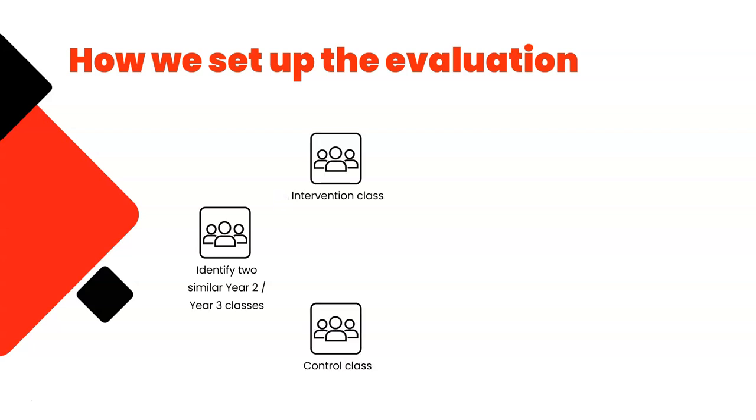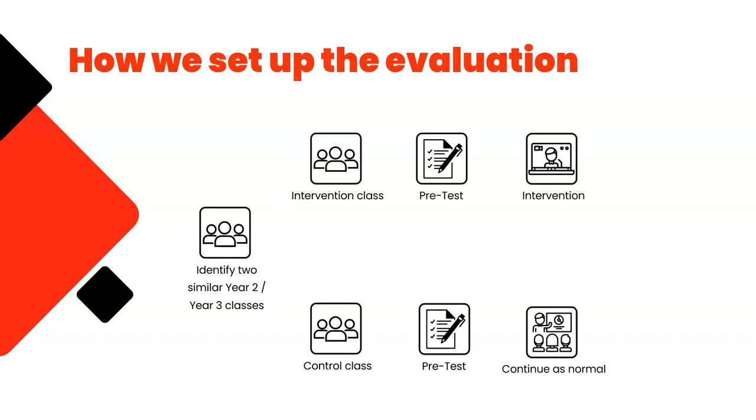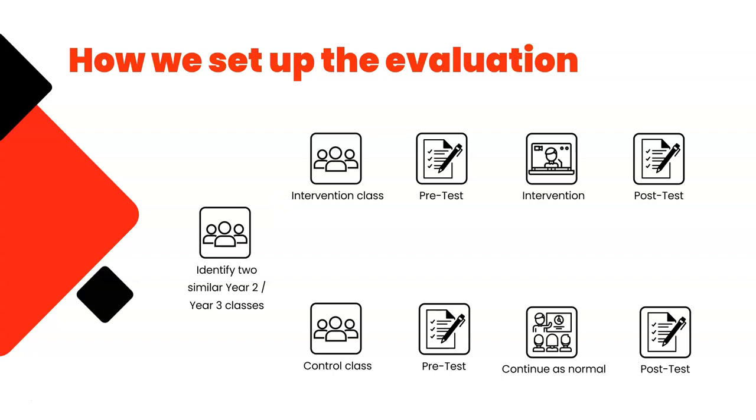Use the What Works Teachers platform to randomly allocate one class to the intervention, one to the control. Complete the pre-assessment spelling task with both groups. The intervention group will access the spelling intervention and the control group will continue as normal. And then complete the post-assessment with both groups. So let's look at this from a step-by-step approach to delivery.